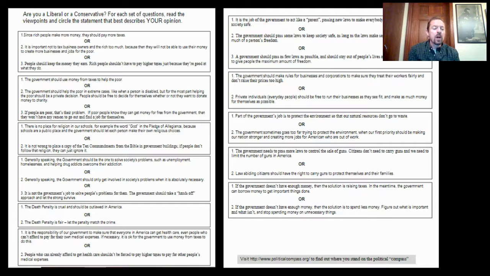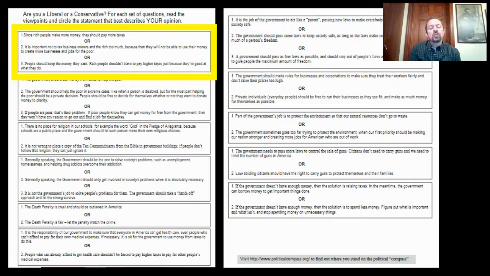So for example, for that first box there, 1, since rich people make more money, they should pay more taxes. Or 2, it's important to not tax business owners and the rich too much, because they will not be able to use their money to create more businesses and jobs for the poor. Or maybe you believed 3, people should keep the money they earn. Rich people shouldn't have to pay higher taxes just because they're good at what they do. There's a word for that. It's stealing.